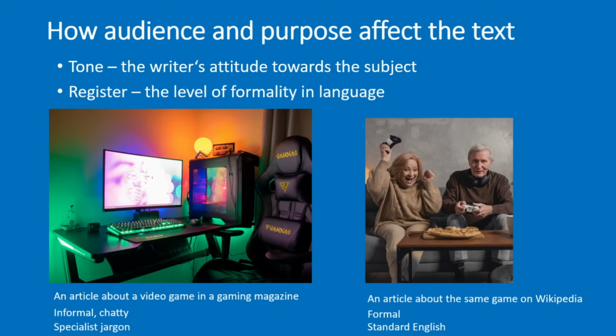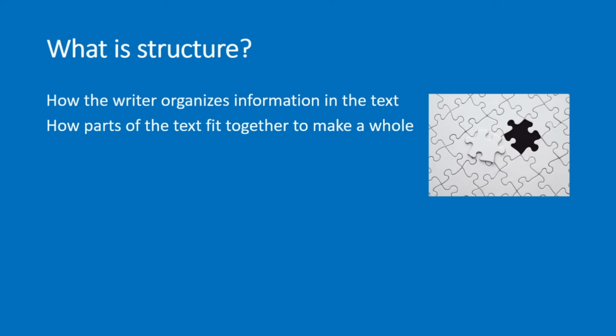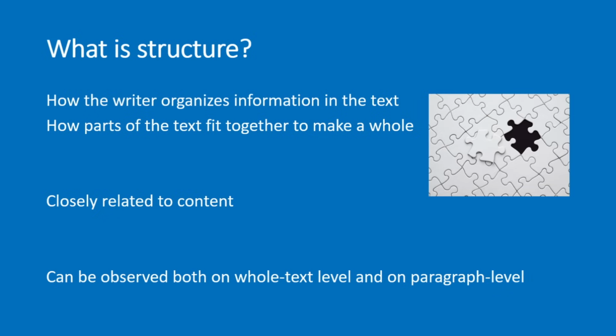Finally, let's talk about structure. Structure, again, goes back to how particular parts are connected to the whole. It refers to the way in which the writer organizes the information in the text and in which order he chooses to reveal it. It also refers to how parts of the text fit together to make a whole. Structure is content-driven, and we can look at how information is organized both on the level of the entire text, but also within each paragraph.